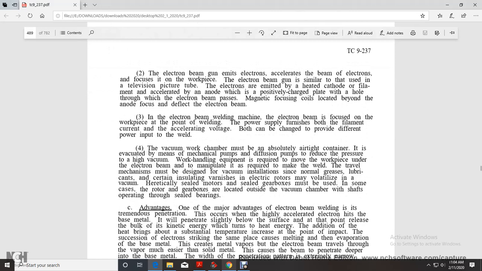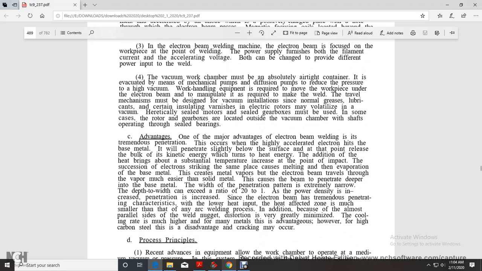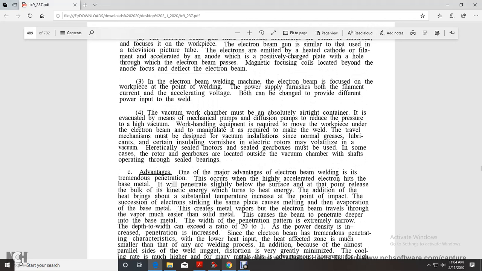Electrons are emitted from a heated coil filament and accelerated by the anode, a positively charged plate with a hole through which the electron beam passes. A magnetic focusing coil located beyond the anode focuses the electron beam. The electron beam is focused on the workpiece at the point of welding. The power supply furnishes the filament current and the accelerating voltage, which can be changed with a different power input for the weld.